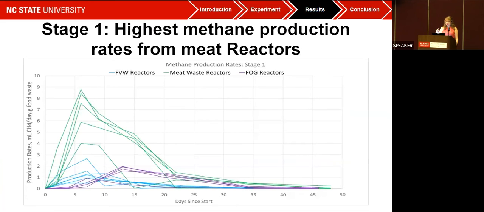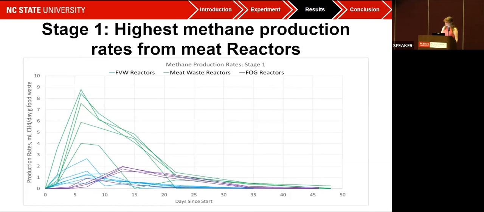So we'll first look at methane production rates in this chart here. We have days on the x-axis from when I started the experiment, and production rates on the y-axis, in milliliters of methane per day per gram of food waste. You can see pretty evidently in the green that the meat waste reactors have the highest production rate of the 3 substrate types.